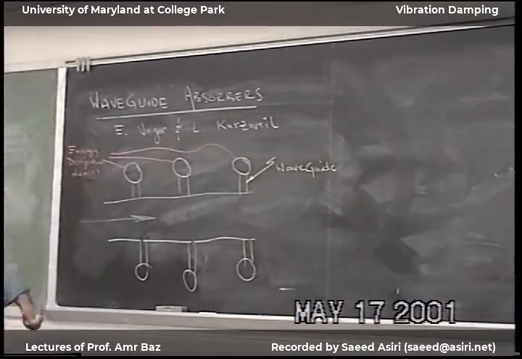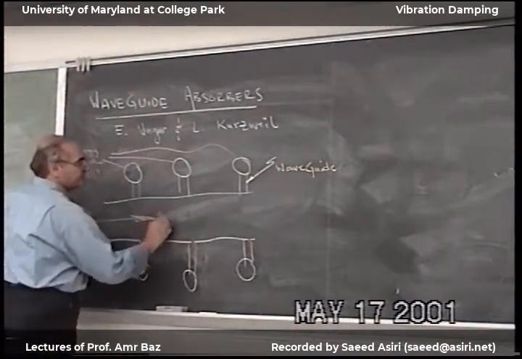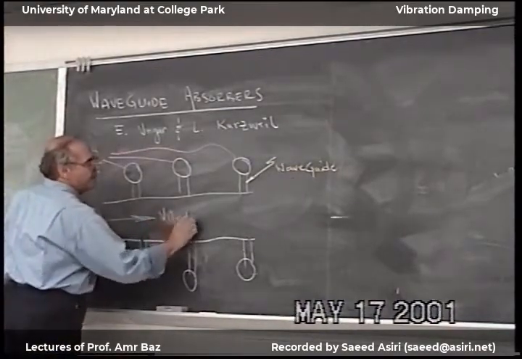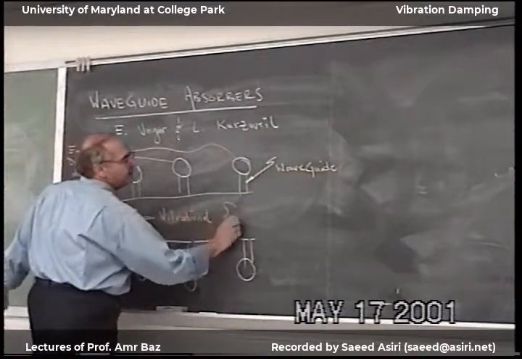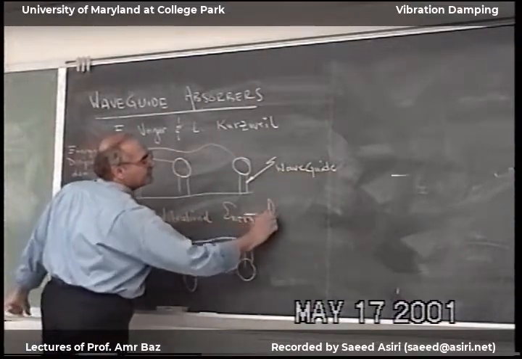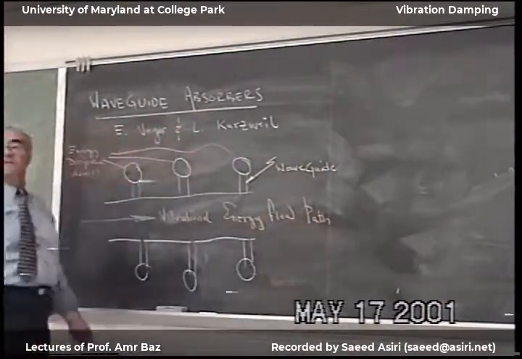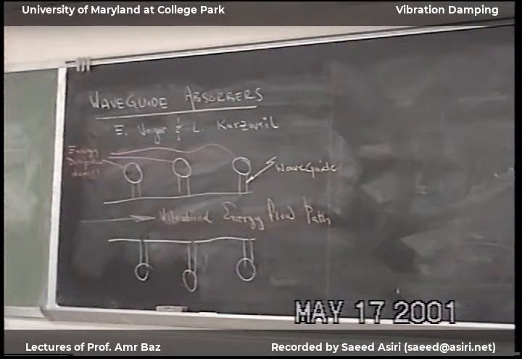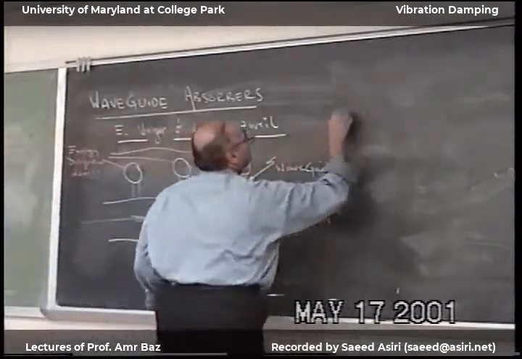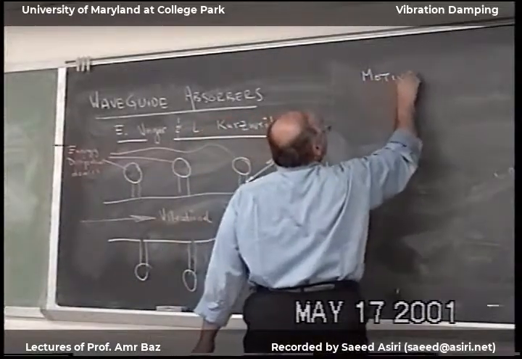And then the main stream is where the power of vibration is flowing through the structure. So this is the vibrational energy flow path. This is the ultimate goal of what we'll try to do. But to show how this can be done, we'll look here at the motivation.